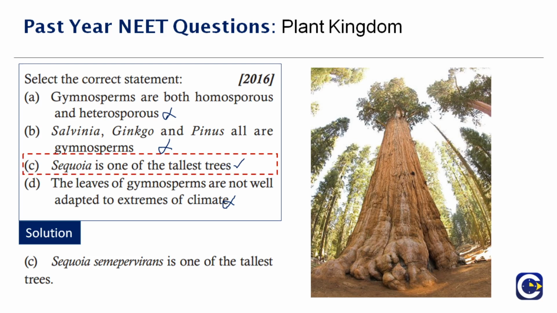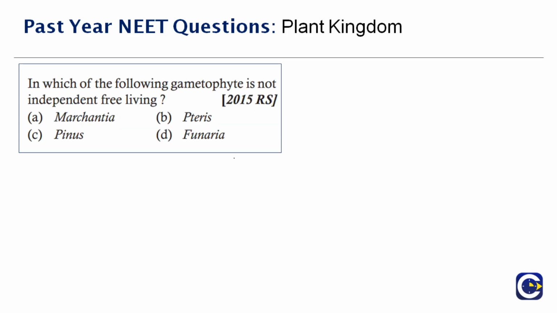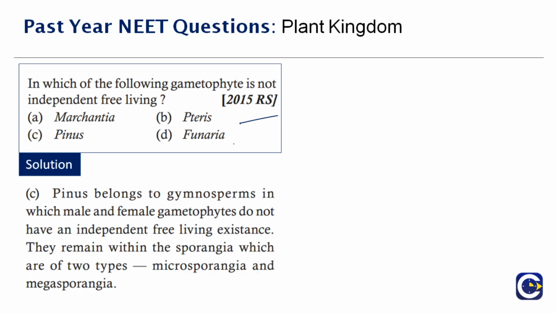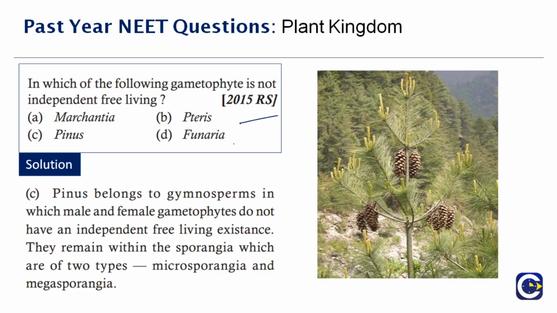Okay, now let's move to the next question here. Look at this question, asked in the year 2015. In which of the following is the gametophyte not independent free living? Which is not independent? We have even discussed this question in the earlier parts. If you clearly listened to it, then you would know what the answer is. The correct answer to this question is option C, Pinus. They do not have an independent free living gametophyte.